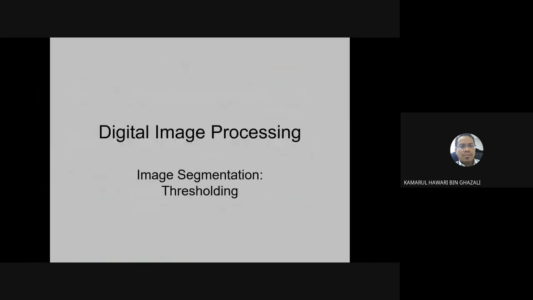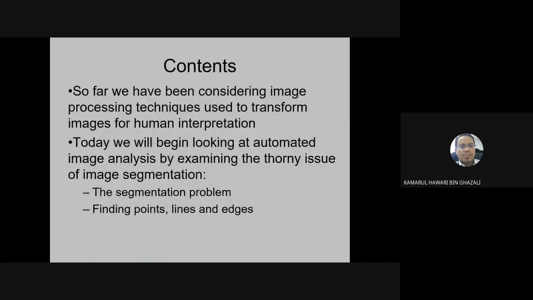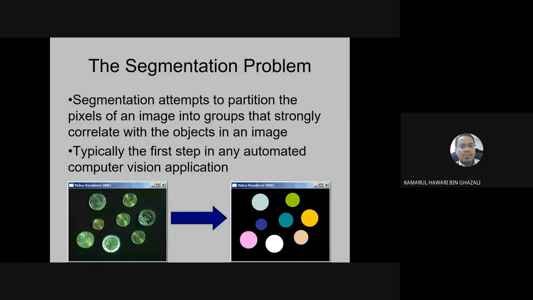Now we go to image segmentation, thresholding. So far we have been considering image processing used to transform images for image recognition. We will begin looking at automated image analysis by examining the thorny issue of image segmentation. This is more detail on segmentation. Segmentation attempts to partition an image into groups that strongly correlate with objects in the image.